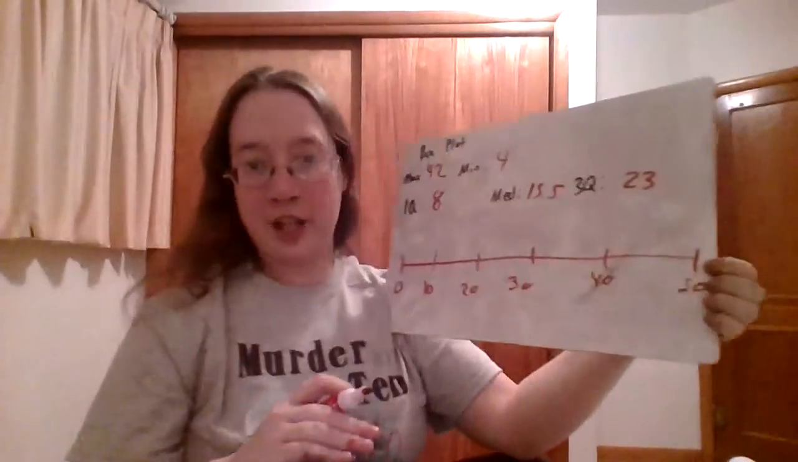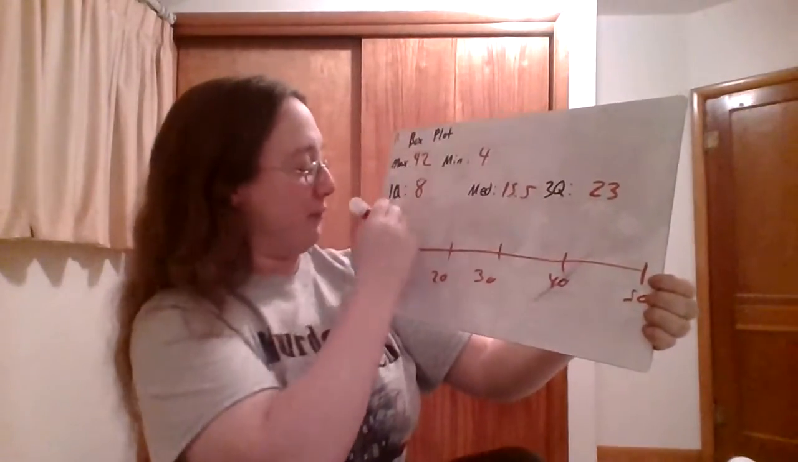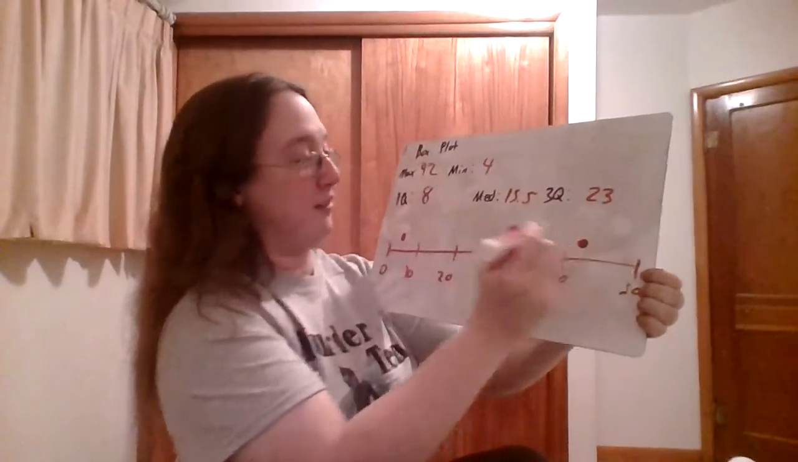Okay. And then on the box plot, your minimum and your maximum get dots. So we got a dot at 4. I'm eyeballing where 4-ish is there. And a dot at 42, so a little bit more than 40.